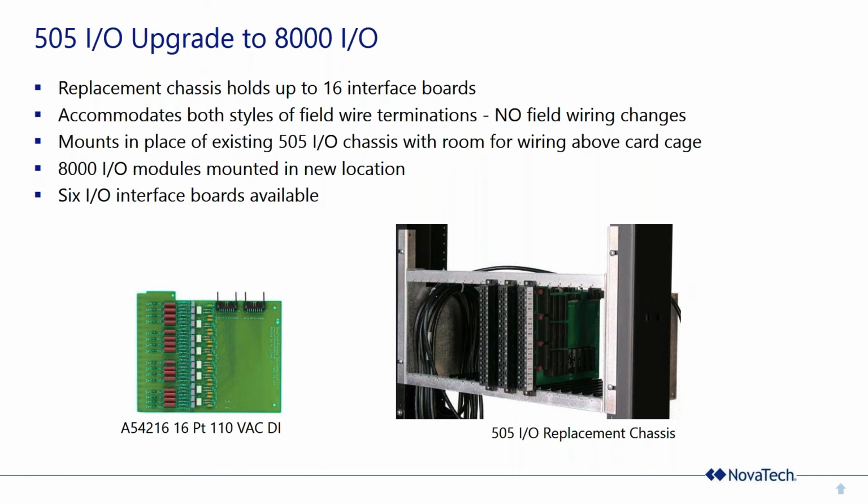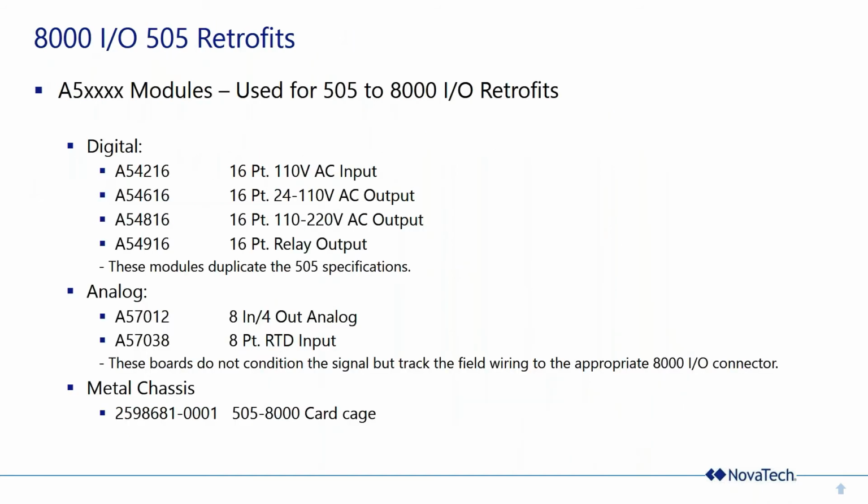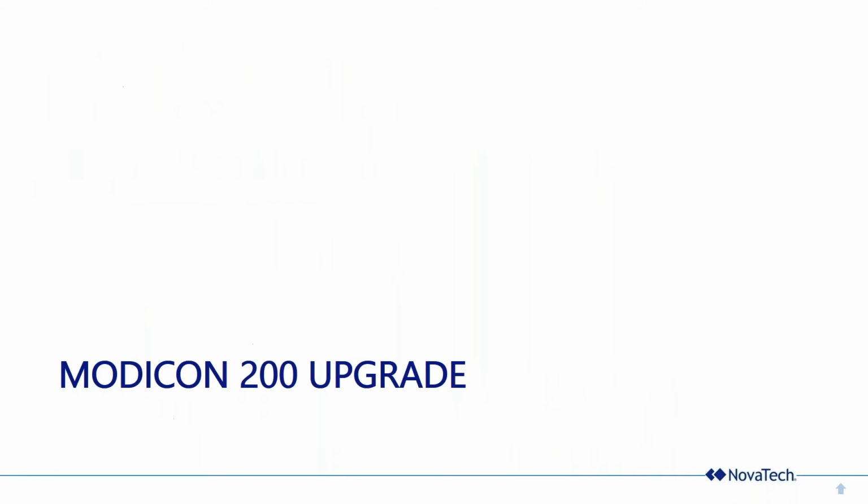You basically mount this chassis in place of your 505 IO. You do have to find a remote location for mounting the 8000 IO modules, because there's no place in an existing cabinet for both the transition panels and the 8000 IO modules. These are the 6 modules that we support for 8000 IO, and we will work with you to find a solution if you have any other modules that are different from this.